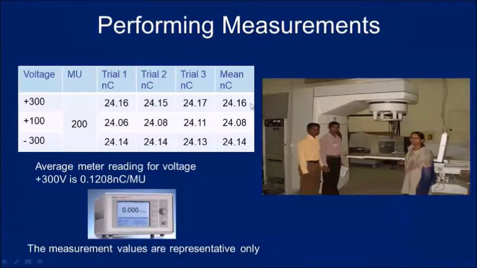I will start measurements like earlier we did for cobalt. I will use 200 MU because that is closer to the MUs that I use for treatment. Three trials are done and the mean value is taken for plus 300, which is my meter reading for the observed dose measurement. I also do it for minus 300 so that I can do the polarity correction. And I also do it for plus 100, that is the reduced voltage, so that I can do the recombination correction factor. So I have got all these values.